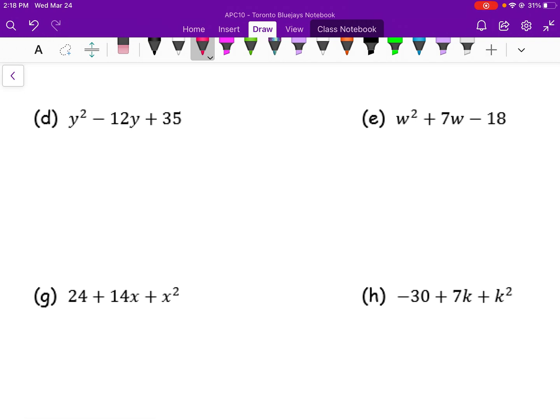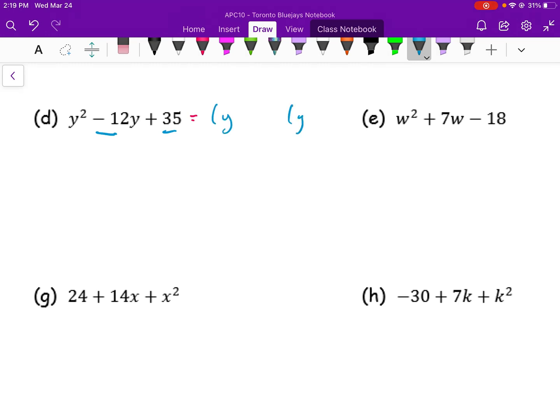All right, D. Is this case 1? Yes. The coefficient in front of the y squared is 1. Awesome. I love this game. What two numbers multiply to positive 35 but add to -12? Great question.